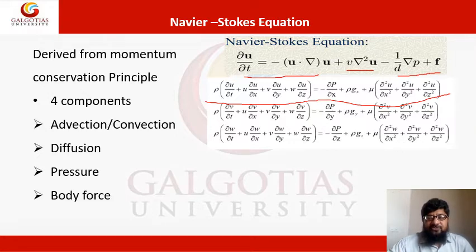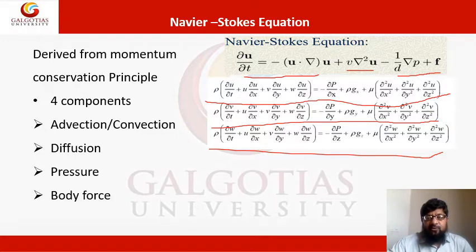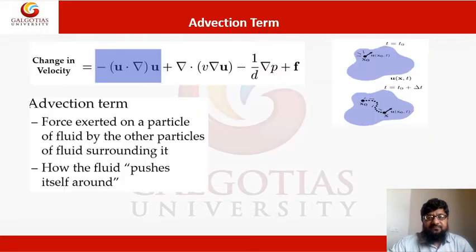And for constant property and Newtonian fluid, we can have this form of the equation in the x, y, and z directions. So these equations have four components. We will tell you about this in the next slide.